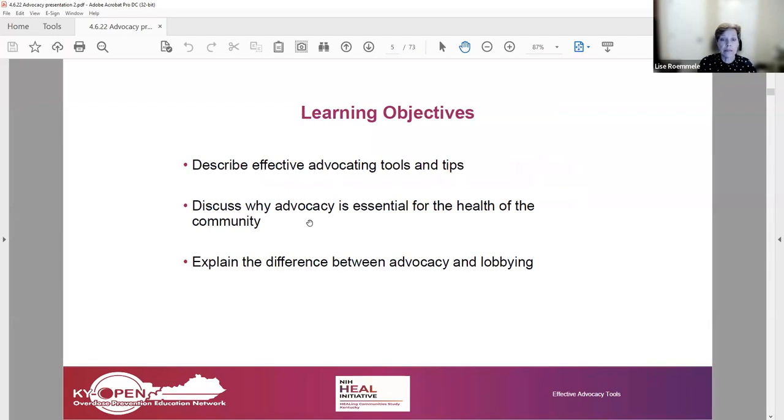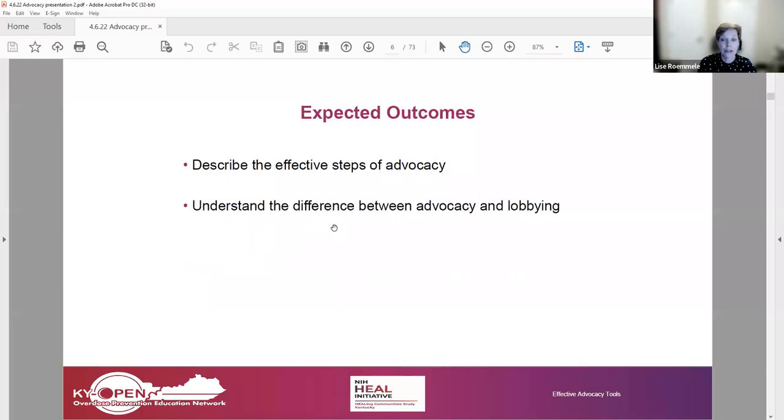Our learning objectives today are describing effective advocacy tools and tips and why it's essential for the health of the community, and also the difference between advocacy and lobbying. So hopefully at the end of today's session, you'll have an understanding of these outcomes.